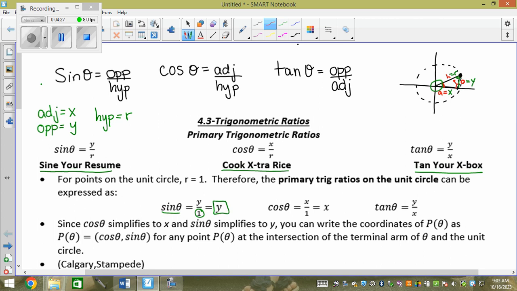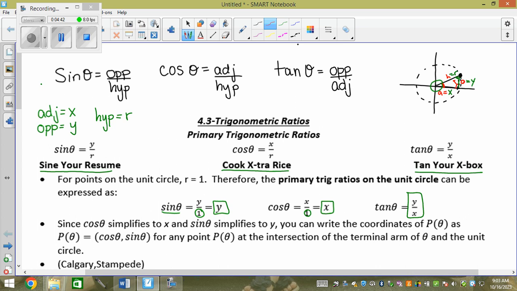And cook extra rice, well, r is 1, so that's why x is the cos of your unit circle. And then tan, you have to do y divided by x, because it's tan your x box. But also, on your formula sheet, it says tan is sine over cos.